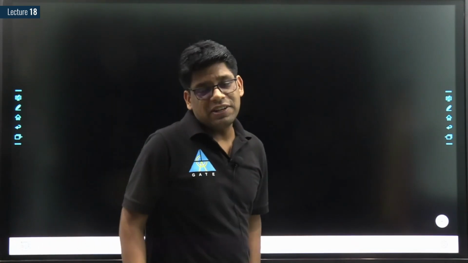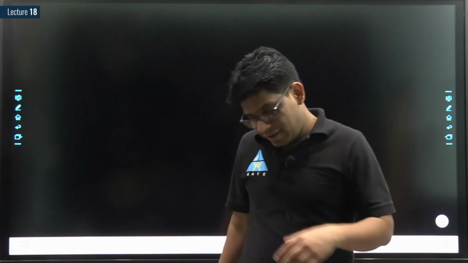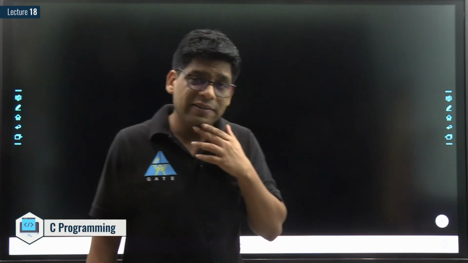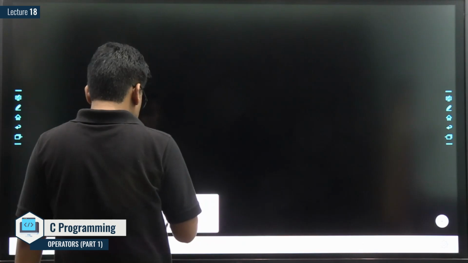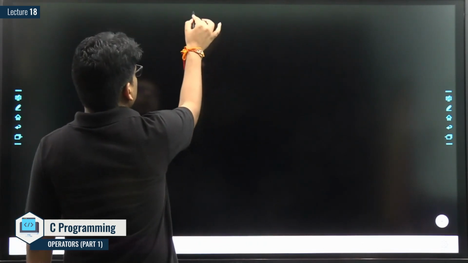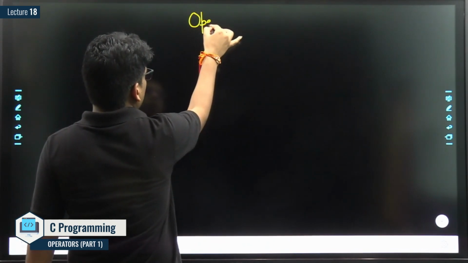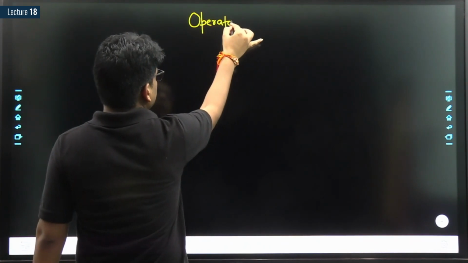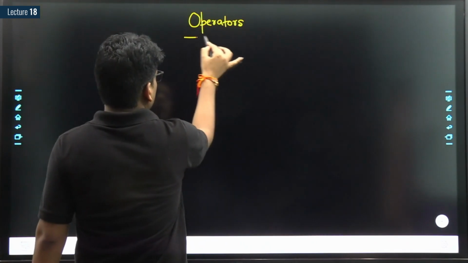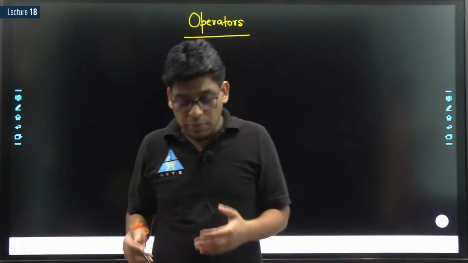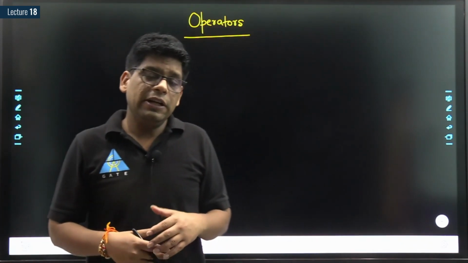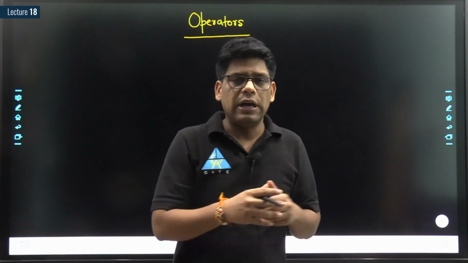So in this session, I am going to start the next topic, called operators in the C programming language. What are we going to learn? We are going to learn something called operators. Sir, what are operators? Operators are special symbols that are used to perform some specific task.